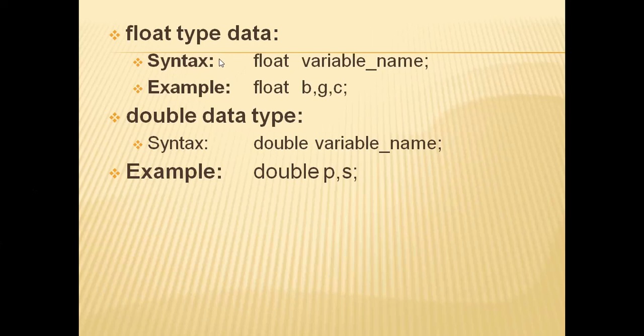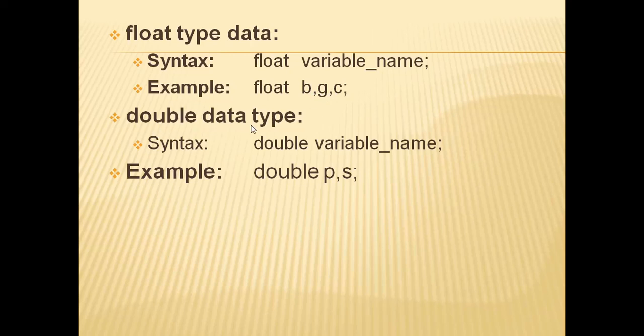Next, here is the float data type. The syntax is float space variable name, and this is the example: float b comma g comma c. See, b, g, c are the variable names, and the variable names can be anything. This can be any variable value.